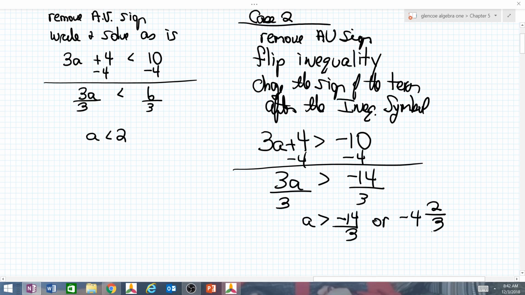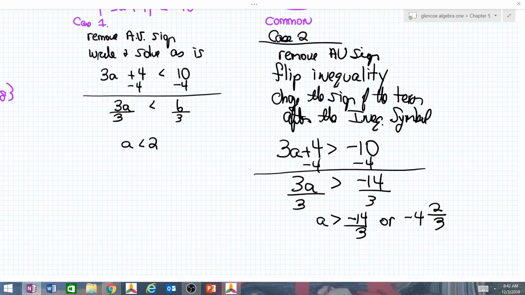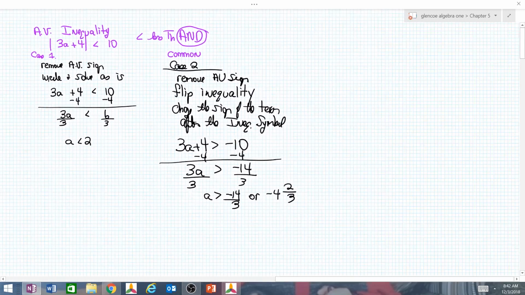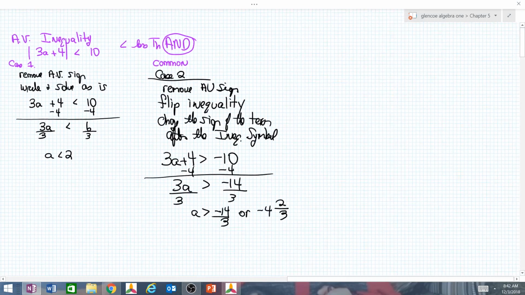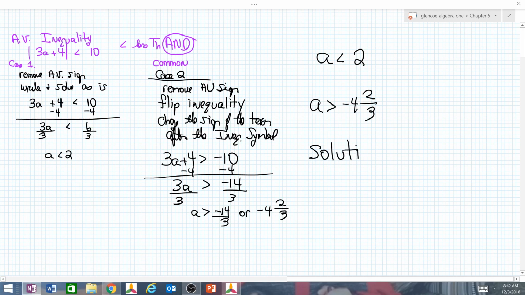So now we want to graph this. Are you with me? It's a lot of work we've done, and now we're ready to graph. So our first graph is a is less than 2. My second graph is a is greater than -4 2/3, and then I will have a solution.